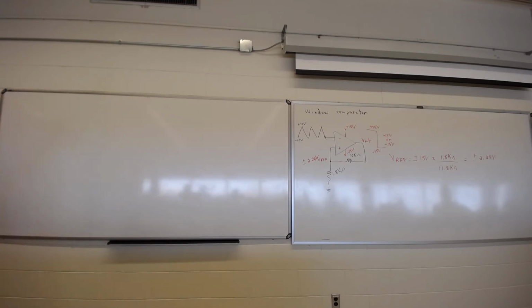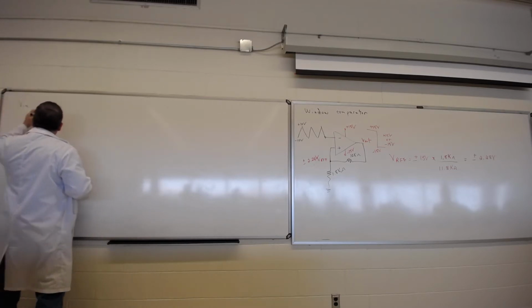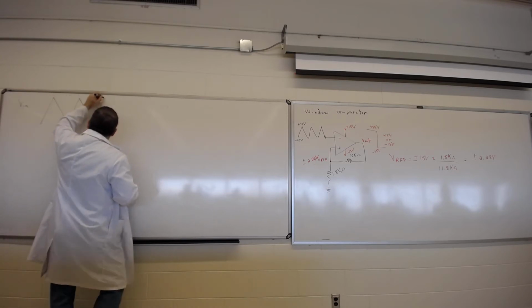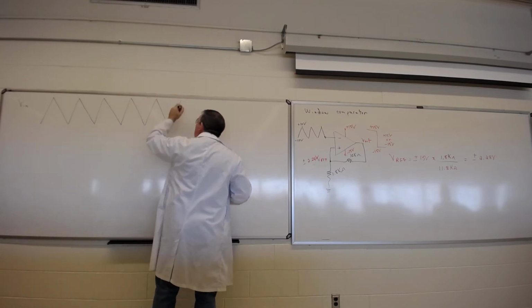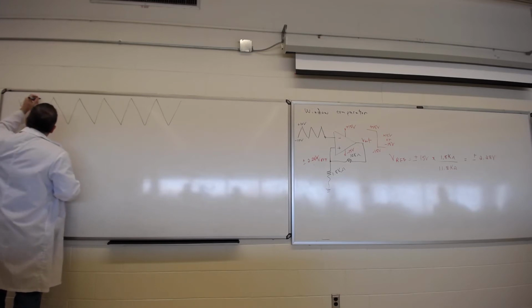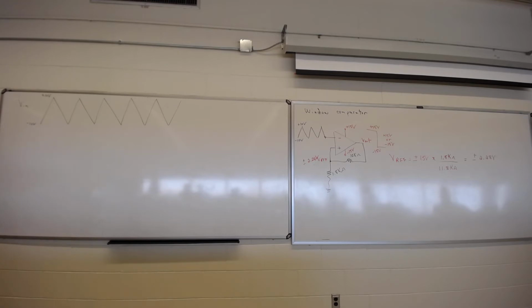Alright, so here I'm going to put V in. I'm going to put my sawtooth wave here. And I've got mine going from -10 to +10. And here's what I'm going to do: I'm going to put my two, so down the middle is 0.